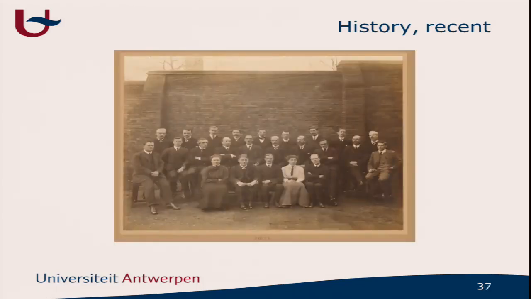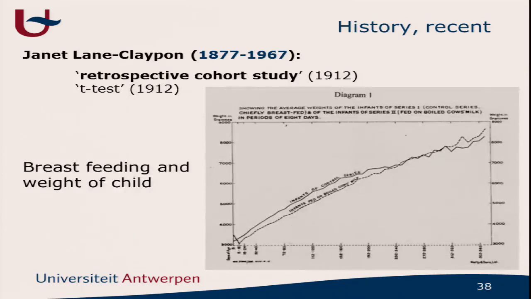So they conducted both. Then you have one of these rare female scientists. She's in the picture, I don't know where, but it's not very difficult because there are only two women, and I think this one is Janet Lane-Claypon, unknown to a lot of people, but a very important scientist that I would refer to as one of the important epidemiologists at the beginning of the 20th century. She applied t-tests already in 1912. You saw that James Lind was not applying statistical tests. Janet Lane-Claypon was applying a t-test as one of the first in medical scientific research, for comparing the weights of children who were or were not breastfed.